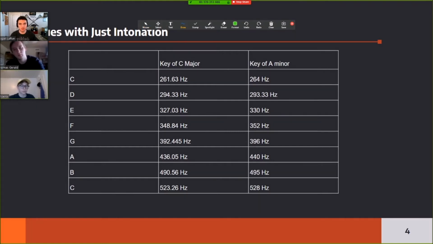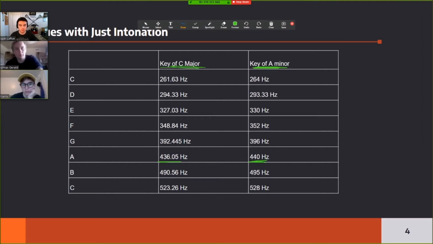So if I'm playing a piano concerto that starts off in C major and then transitions later to A minor, I have to retune the entire piano if I want to stay in just intonation. And so, if we see here, these are the frequencies of the notes in just intonation in C major. We can look at that A is 436.05 hertz. But if we're in the key of A minor in just intonation, A is 440 hertz.